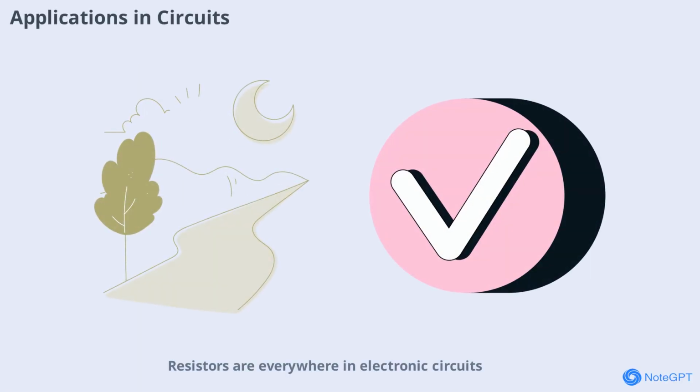Resistors are everywhere in electronic circuits. They set bias points in amplifiers, limit current to LEDs, and form voltage dividers for sensors. Their versatility and reliability make them a go-to component for engineers and hobbyists alike. Understanding how to use resistors effectively is crucial for designing robust and functional circuits.